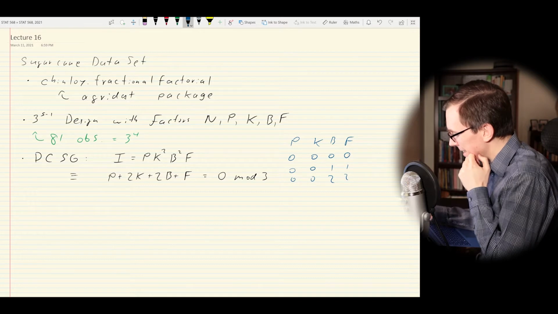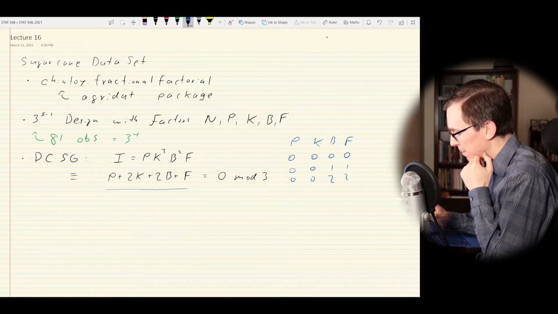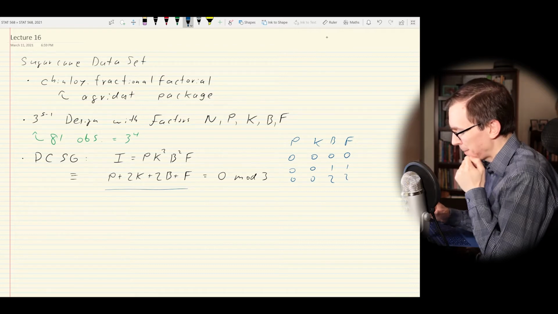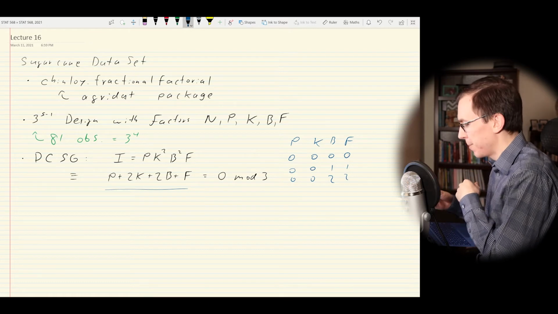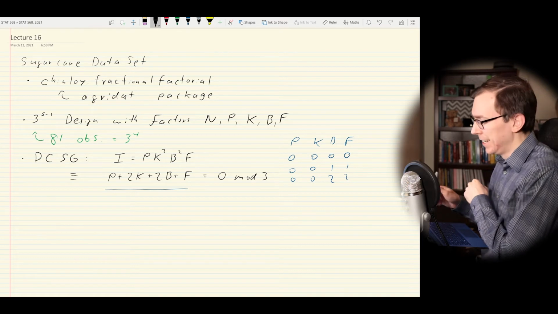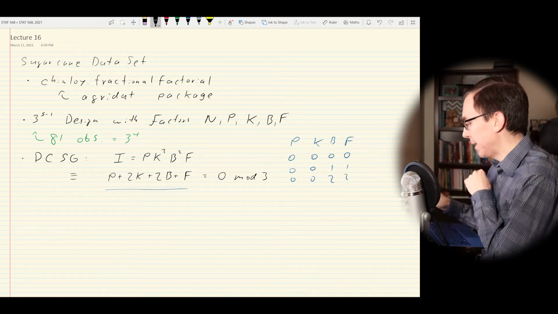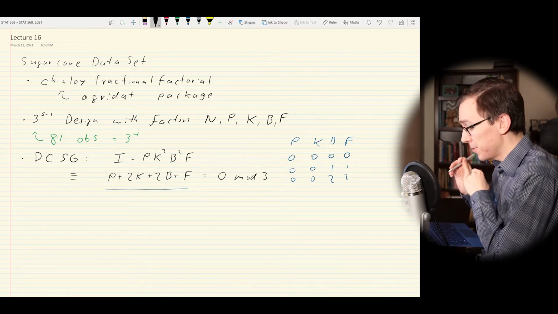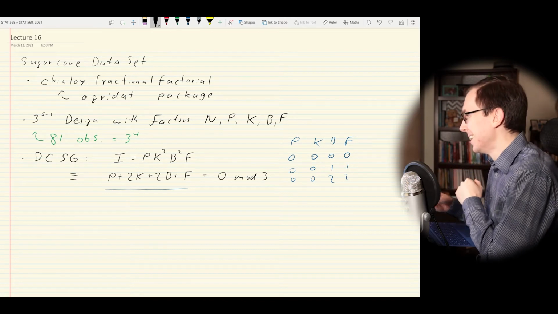Right, you get the idea, and then what we're effectively doing is we're summing them all up with this formula, and we're only including the rows where, if we sum up these numbers, if we sum up p plus 2k plus 2b plus f, we should have 0 mod 3. So certain factor settings exist in our design. That is, there are treatments that are rows in our design matrix, and other treatments do not exist because we're not testing them because we're doing a fractional design.